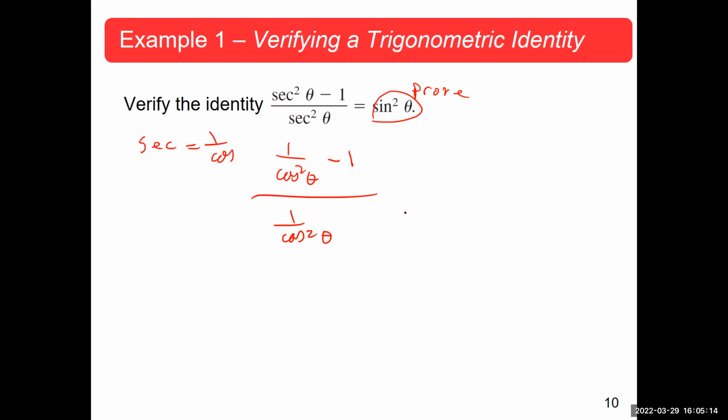Now, from that point, what should I do? Well, one thing you can do is convert this to multiplication by the flip of the bottom. That's 1 over cosine square theta minus 1, multiplied by cosine square theta over 1. So you multiply by the flip of the bottom. Remember, when we have A over B divided by C over D, this is equal to A over B multiplied by D over C. Flip of the bottom.